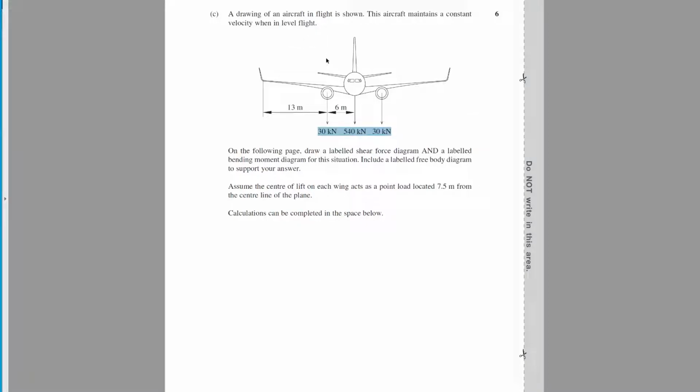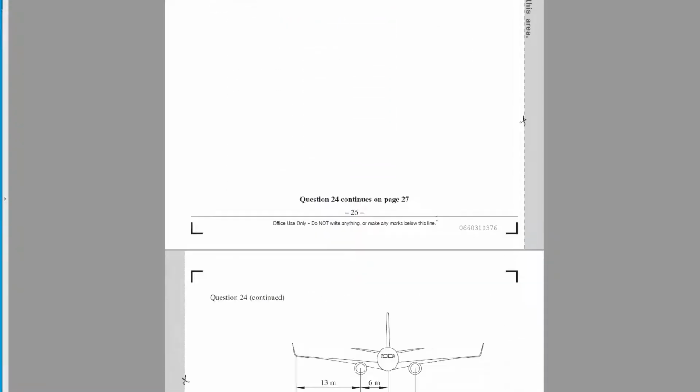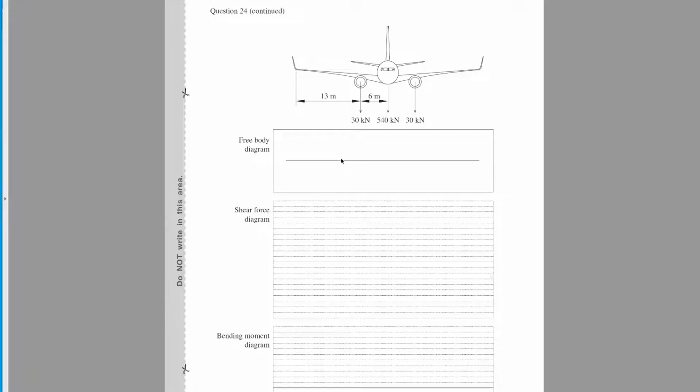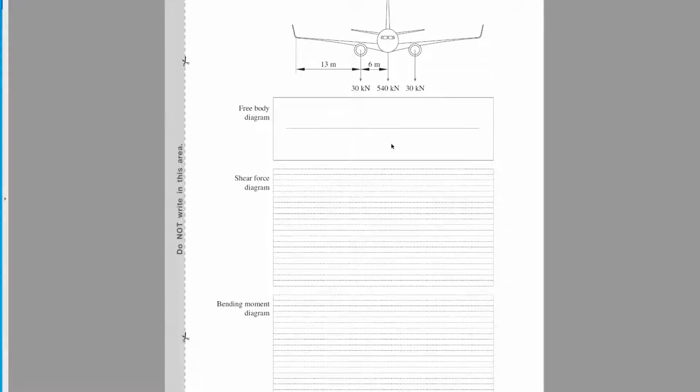We're going to go down 30. Then we're going to go across. Then we're going to go down 540. Then across. And we're going to go down 30. And then across. And then we're going to go up 700. That will be what our free body diagram will look like. So let's draw that again. Going to go up 300, across, down a little bit, across, down a lot, across, down a little bit, across, up a lot.